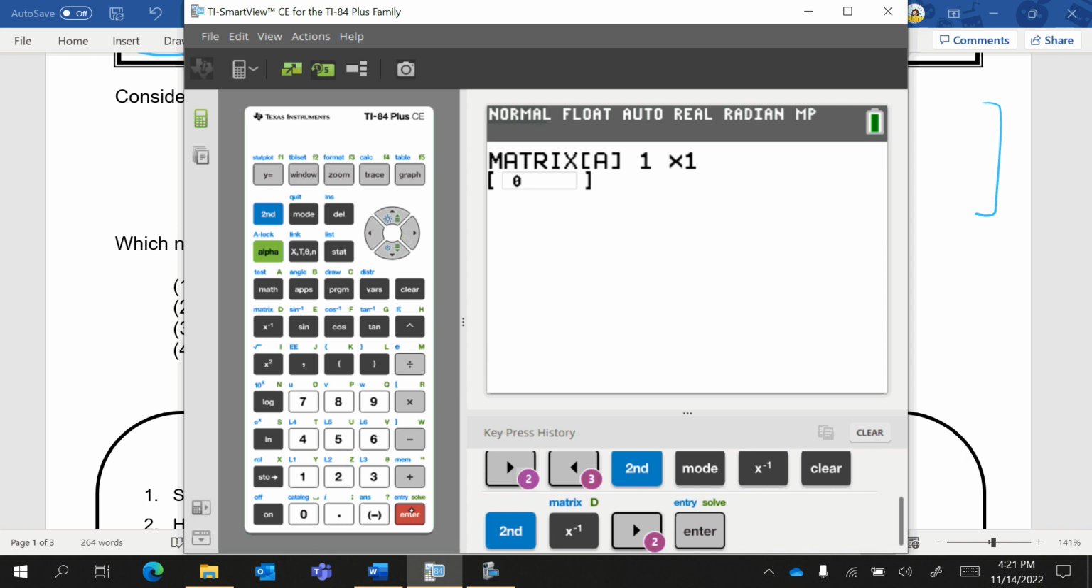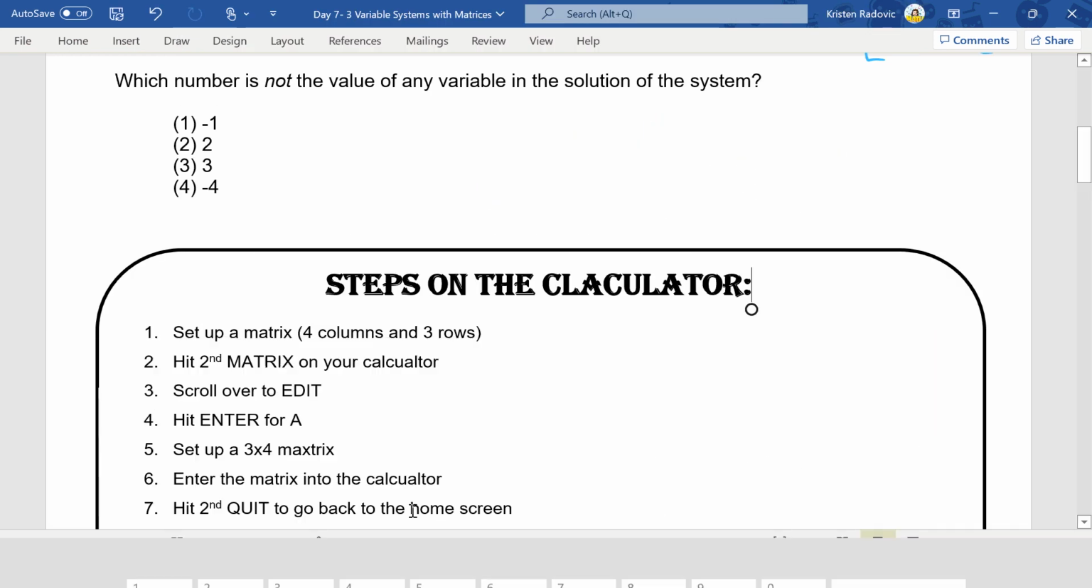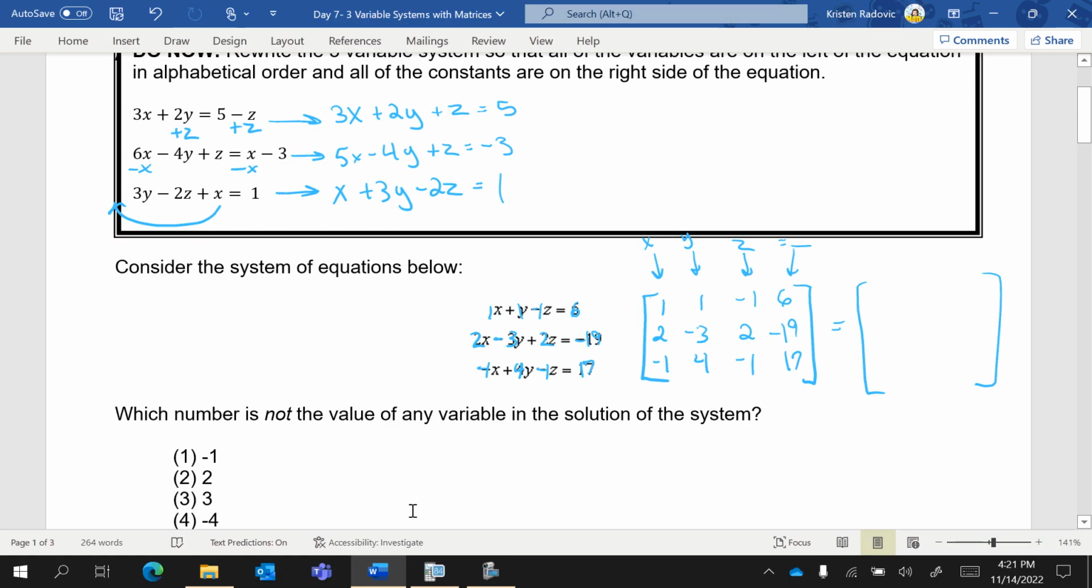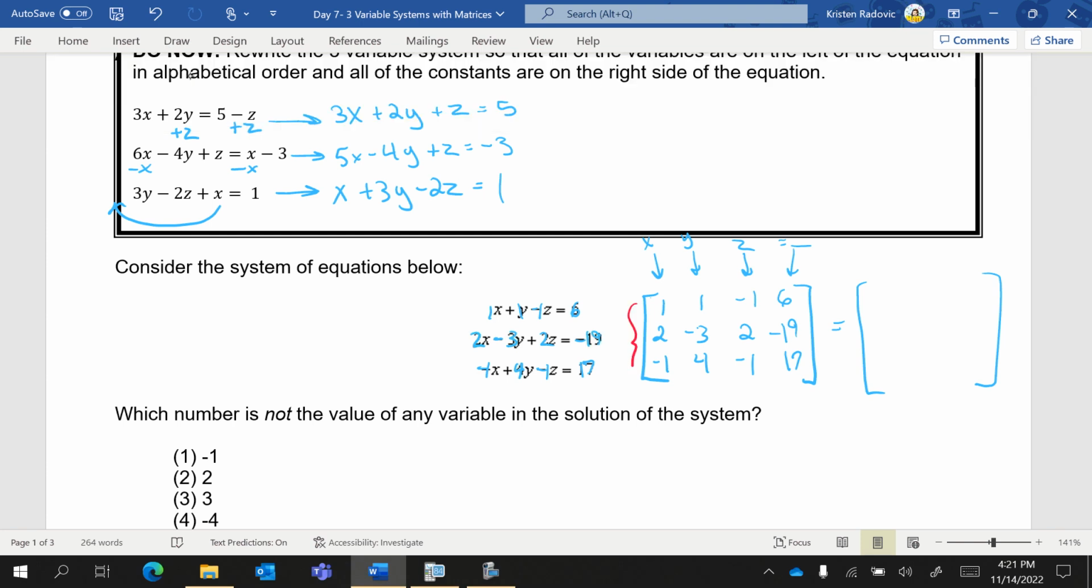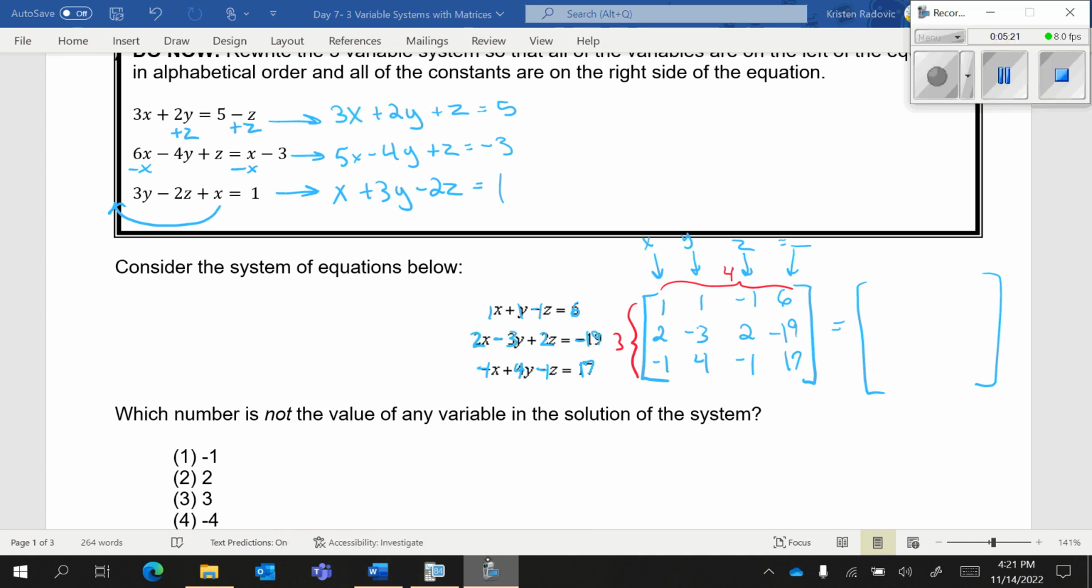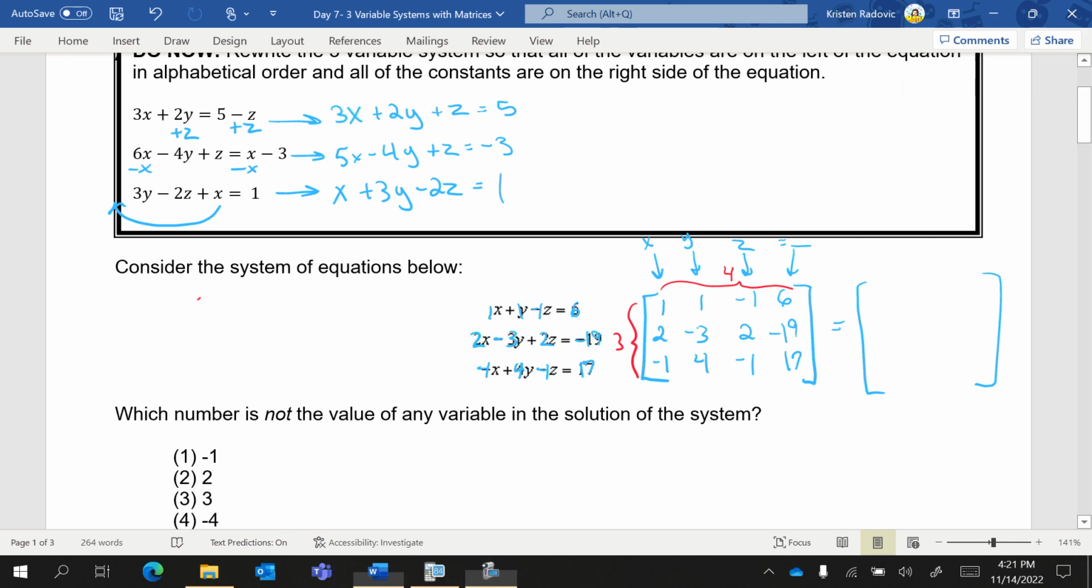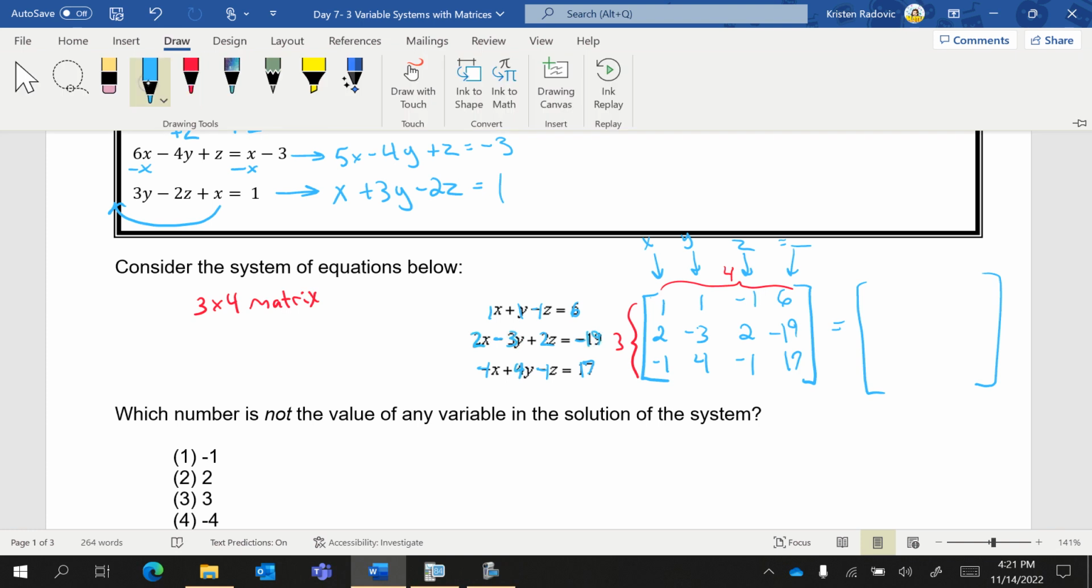Now, what you need here is a dimension. You need how many rows and how many columns. Well, they're always going to stay the same. We have 3 rows, and we have 4 columns. So we are going to say that this is a 3 by 4 matrix. And that's what we're going to put in the calculator.